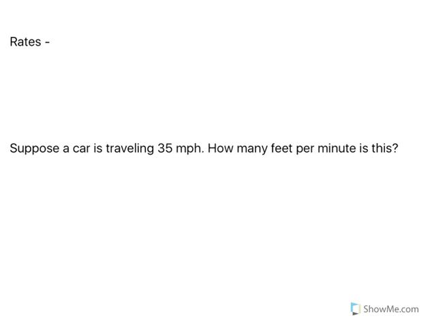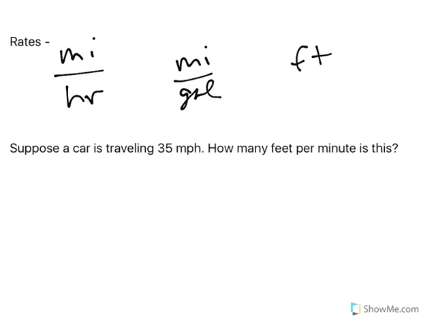All right, we're going to get into rates. Rates are slightly different than ratios in that rates, we're going to have labels in the top and the bottom. So rates might be like miles per hour or miles per gallon or feet per second. So we could have different labels in the top and the bottom where you might have to change both of those.